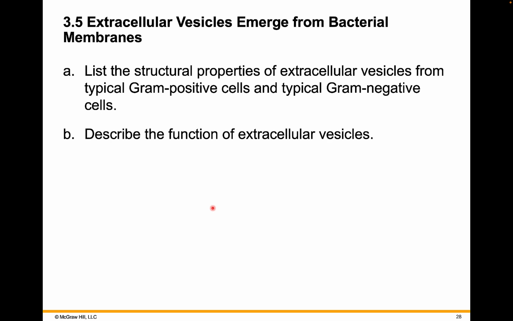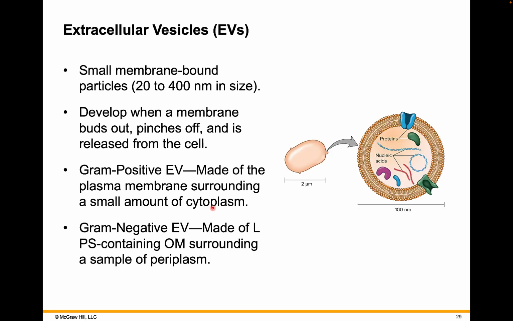After that, we are looking at EVs, or extracellular vesicles. These are small membrane-bound particles, and we are just getting some ideas about these EVs. They develop when a membrane buds out, pinches off, and is released from the cells. Many times this happens in a harsh environment, when the environment is not favorable.